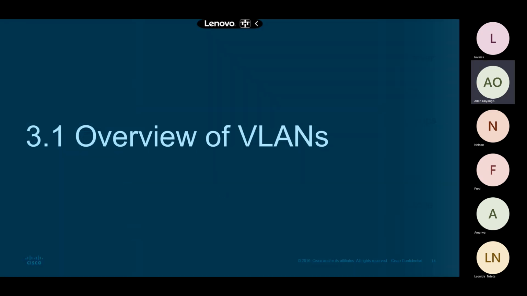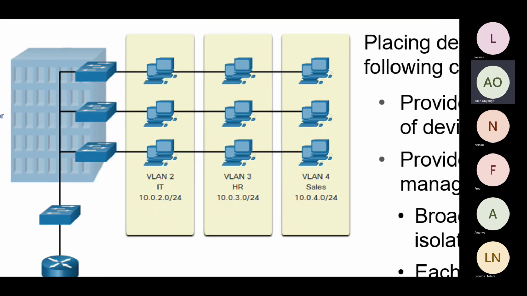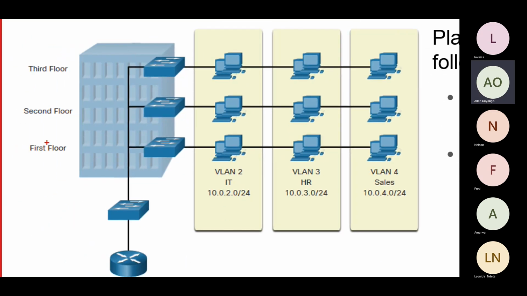So let's start by getting an overview of what VLANs are. Let me take you through a very brief illustration on how companies normally use VLANs. This building is a company that has rented this building, and they're using the first floor, the second floor, and the third floor here.